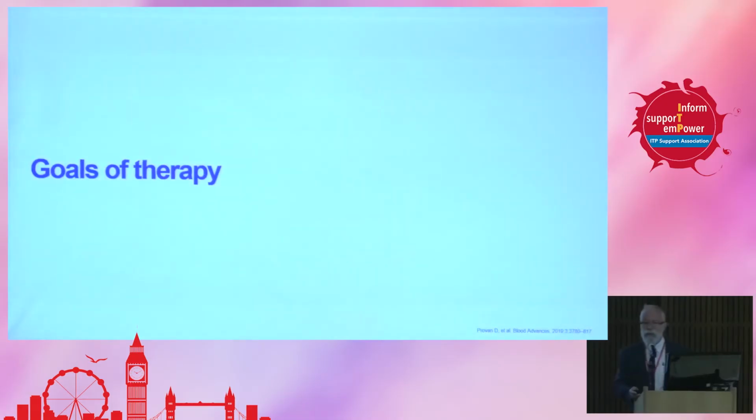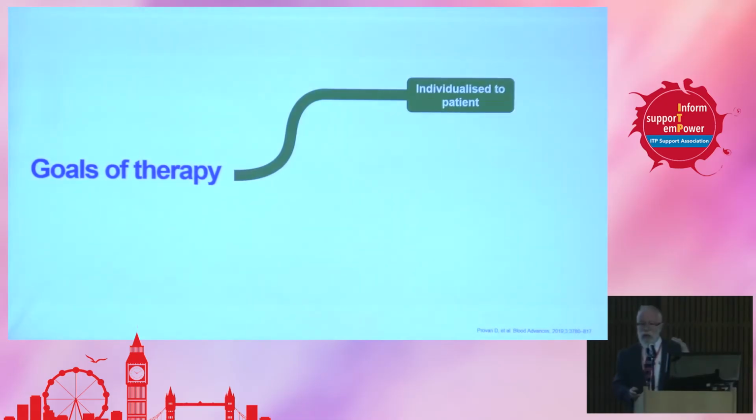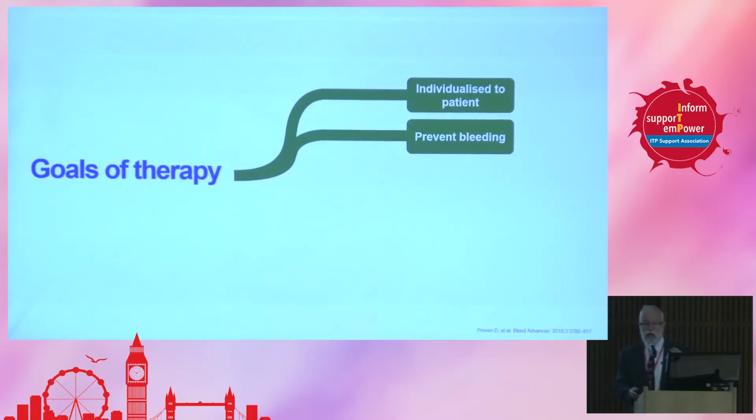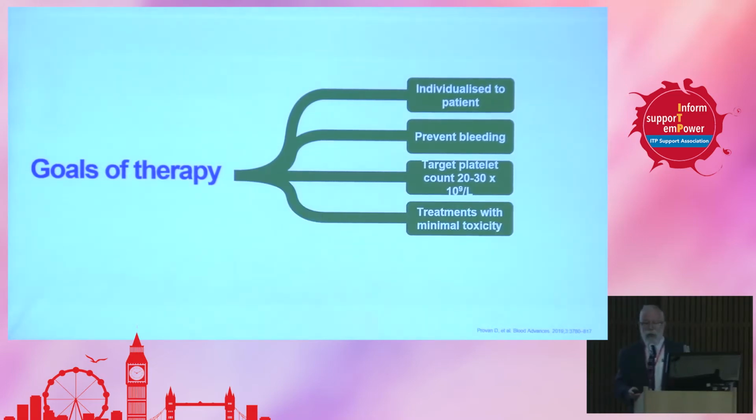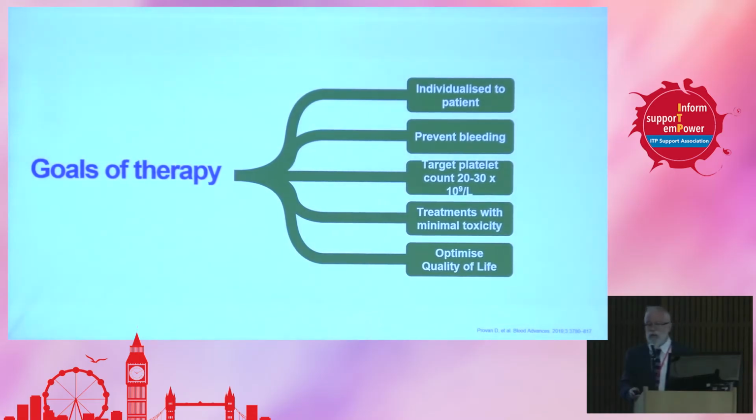So what are the options? Well, in the international guidelines that we wrote recently, we decided to lay it out even more clearly, if we can. Therapy should be specific to you at that time. We're trying to prevent bleeding. We're not trying to normalize your platelet count. We're trying to keep you at a safe level, maybe 20 to 30. Some people are fine below 20. Some people need more than 30. We're trying to use treatments that don't have much toxicity nowadays. We want to move away from things that cause you more problems than the disease, because a lot of the old drugs cause you lots of problems. And we're trying to optimize quality of life.